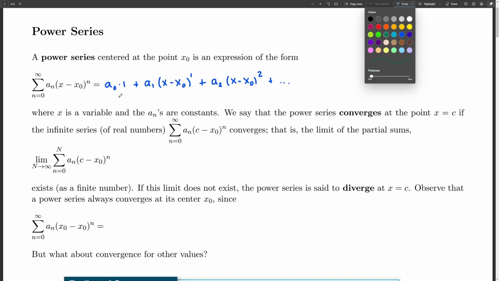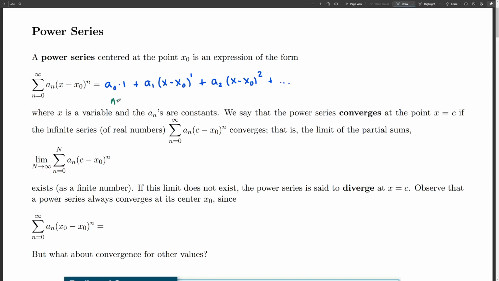And so each of these terms here corresponds with one value of n. This is the case n equals 0. This is the case n equals 1. This is the case n equals 2. Here, x is the variable and a sub n's are constants.